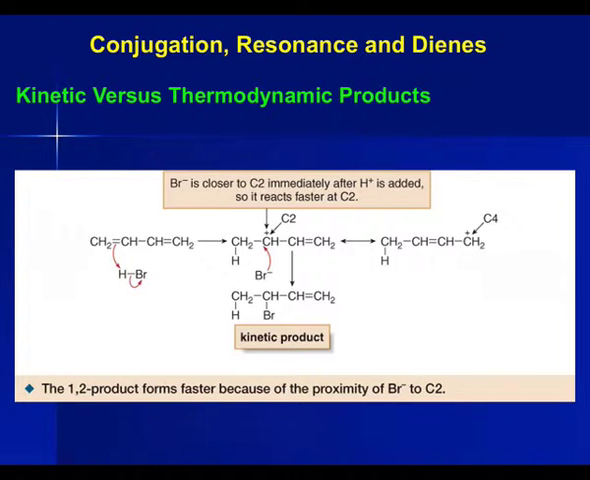Okay? And so this is maybe a little better way of showing it. So yes, this is a resonance delocalized carbocation. The bromide is certainly closer to the carbocation at C2 because it came along for the ride to protonate the carbon-carbon double bond. So its distance to C2, right, is much shorter than its distance to C4. Okay? And so at really low temperatures, it's going to react mostly at C2, and you're going to end up with the kinetic product. You let it warm up, you will get the product where it is added to C4.